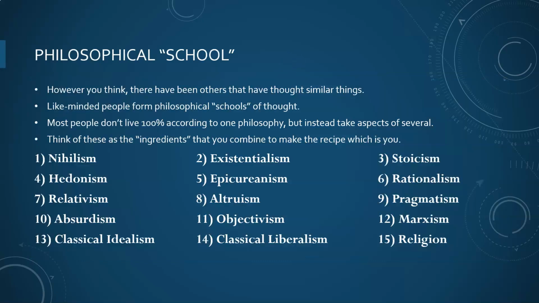Okay, now philosophical schools. Don't think of school like Clarenceville High School, but however you think, there are other people who have thought similar things. Like-minded people form these philosophical schools. Now, bear in mind, most people don't live 100% to one philosophy, but they take pieces of all of them. And here's 15 examples that might work for you, or you take a piece of it. Now, I'll share with you a personal thing. I am primarily from this school of thought. I am a Stoic. Now, there's nothing wrong with that. There's nothing wrong with rejecting it. You might be an altruist, or your religious beliefs might be your thing, or you might be an Epicurean. You don't know that yet, but by June you will.